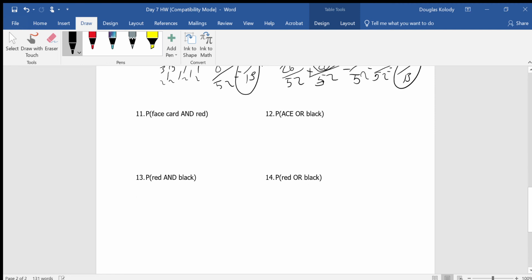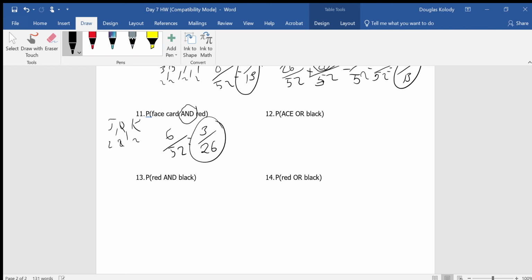4 questions left. Face card and red. There is no formula for and questions. How many red face cards are there? We have the jacks, we have the queens, and we have the kings. 2 of each are red. 2 jacks, 2 queens, and 2 kings. The diamonds and the hearts. So that's 2 plus 2 plus 2. That's 6 out of 52, or 3 over 26.